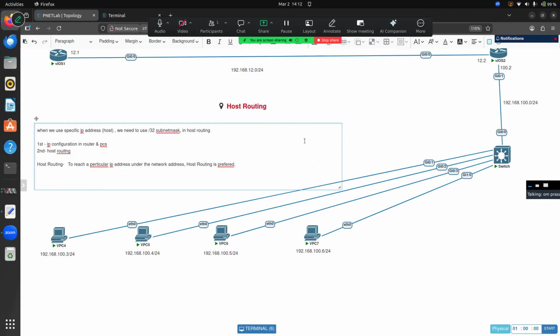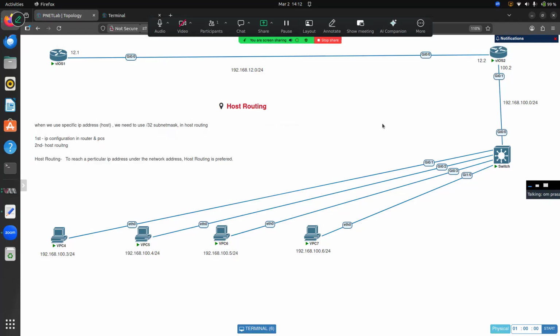Now I'll tell about the null zero interface. What is the null zero interface? I'll tell in the same topology. I will use it and explain here what the null zero interface is. Okay, so let me edit that a little.